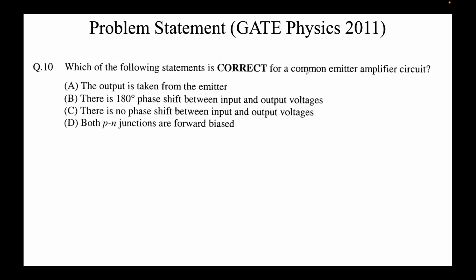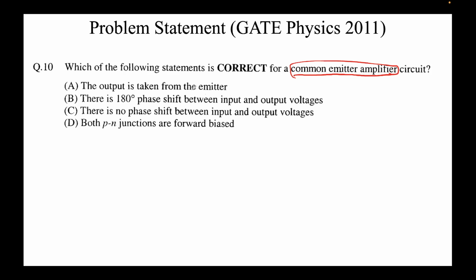So I'll talk about these terms in more detail. Common emitter amplifier, what does it mean? Not how to design it, but how does it look? What are some key features of this amplifier circuit? And we have to identify the correct option. Single option correct, so only 3 options are wrong. The one option is correct.